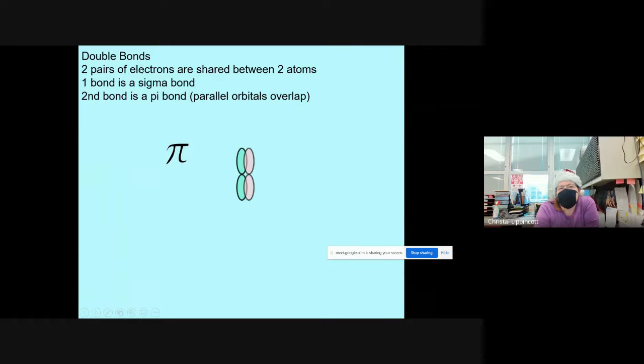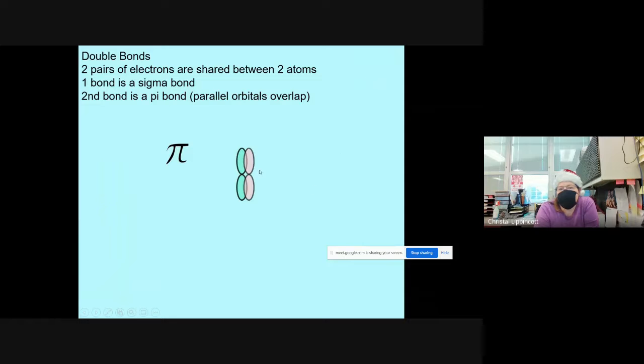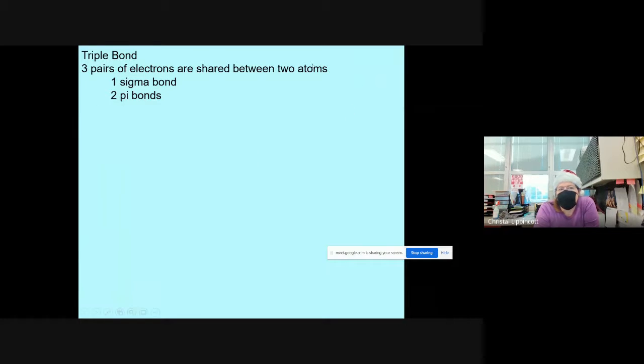When we have double bonds, we're going to have a sigma bond, and then also a pi bond. We have a sigma bond for one pair, and the other pair is going to be a pi. This is where the p orbitals, and it's always the p orbitals, overlap side to side. Before, with a sigma bond, they overlapped this way. Here, they're going to overlap this way. A sigma bond is stronger than a pi bond. A triple bond is 3 pairs of electrons where you have 1 sigma and 2 pi. I feel like I'm talking about a recipe. 1 sigma, 2 pi.